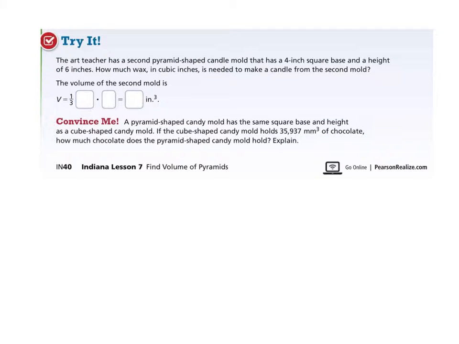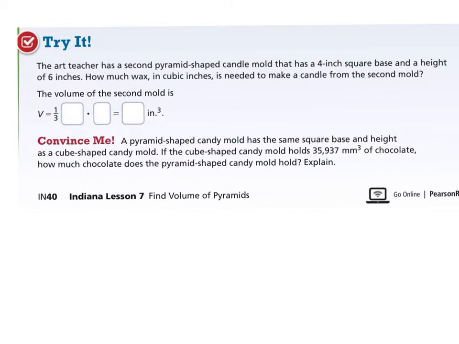So on the try it, we've got a similar situation. Art teacher has a second pyramid-shaped candle mold, has a 4-inch square base and a height of 6 inches. How much wax is needed to make a candle from the second mold? Okay, not quite as much application here on this problem. So what I would probably do is just start out with that formula that you'll be given.